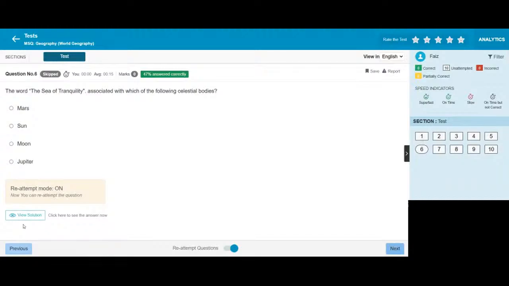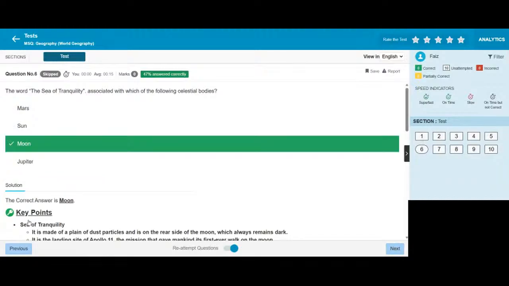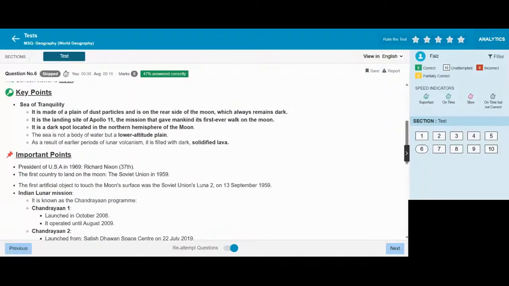The Sea of Tranquility is associated with which of the following celestial bodies? Moon. Sea of Tranquility. It is made up of a plain of dust particles.